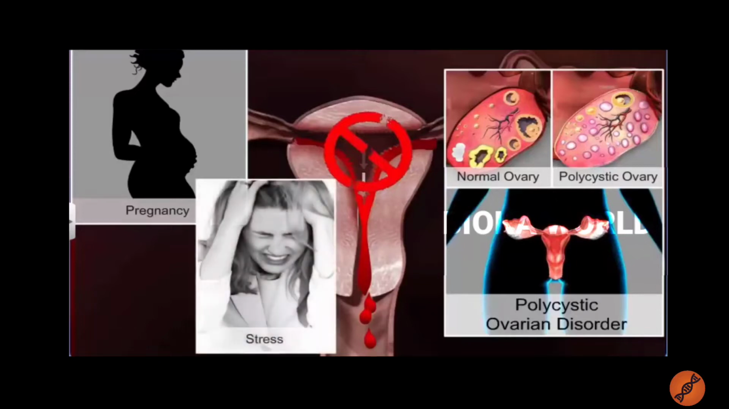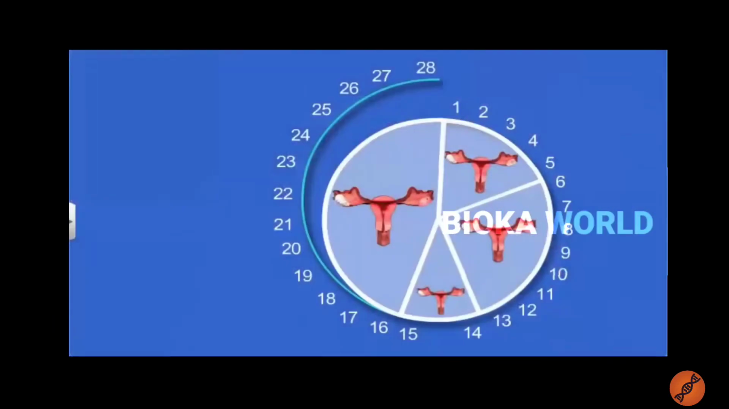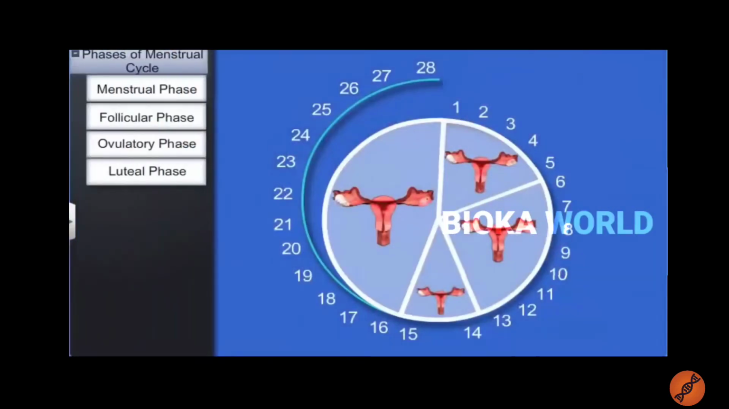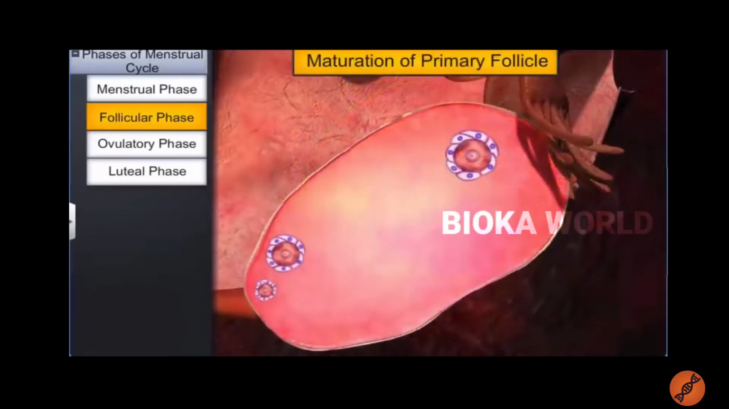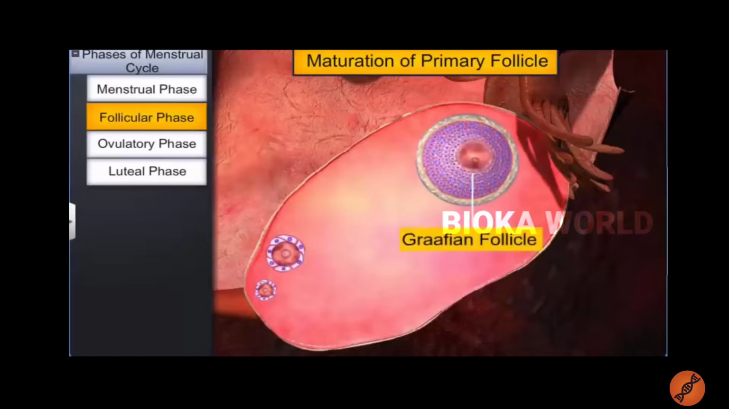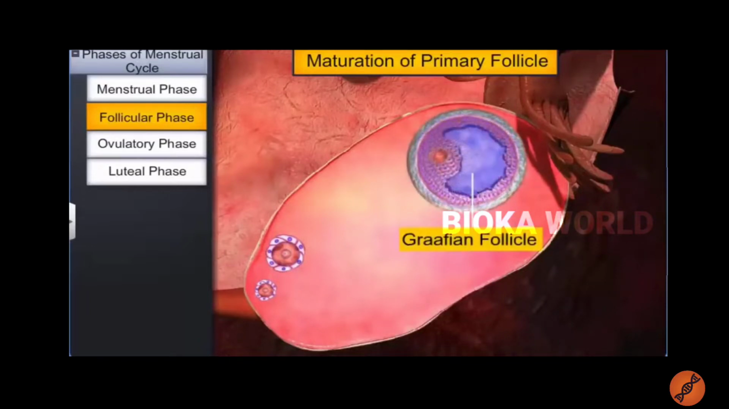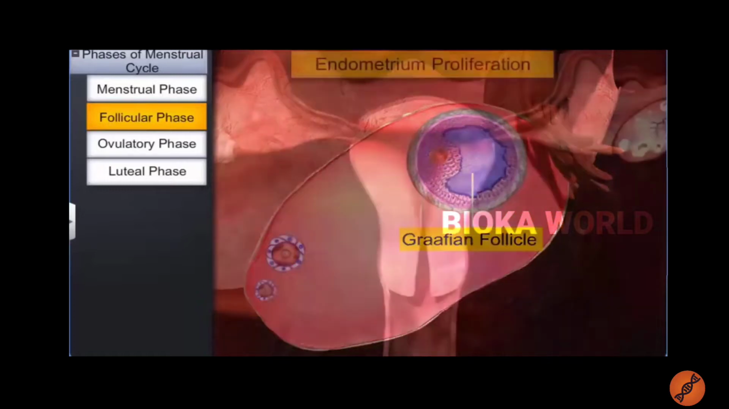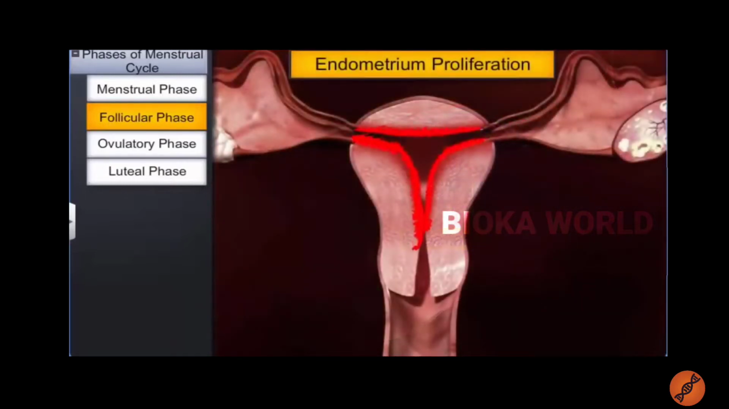Interestingly, the absence of menstruation indicates pregnancy or ovarian disorders such as polycystic ovarian disorder, or even factors such as stress and ill health. The menstrual phase is followed by the follicular phase, which occurs between days 6 and 14 of the menstrual cycle. During this phase, the primary follicle in the ovary matures into the Graafian follicle. Simultaneously, the endometrium undergoes proliferation, a process of regeneration which results in the formation of new thick endometrium.